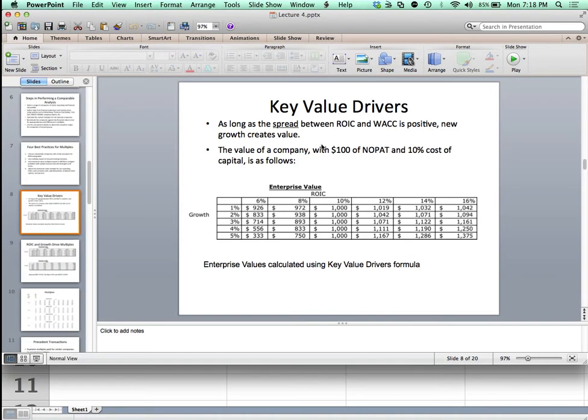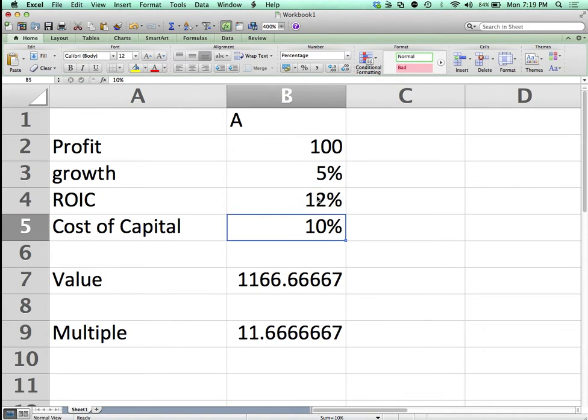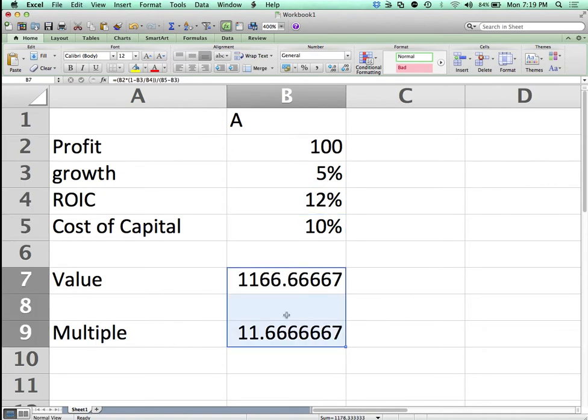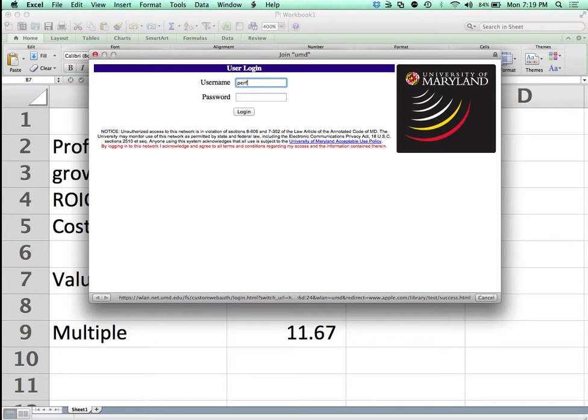That's what this table is based on. If you take this table and run it through the key value drivers equation, assuming a 10% cost of capital and $100 of NOPAT or NOPLAT after-tax profit, at these different levels of ROIC and these different growth rates, here are the answers. So if I change ROIC from 10% to 12%, and I guess I got kicked off the internet here.